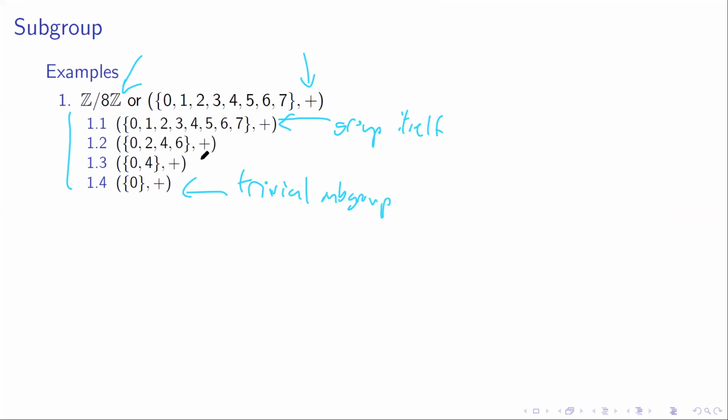And let's look at this third one. 0 plus 4 is equal to 4. 4 plus 4 is equal to 8, and 8 modulo 8 is equal to 0. So this group itself forms a group. So this is a proper subgroup, and it's the same for this. It's just the same thing.